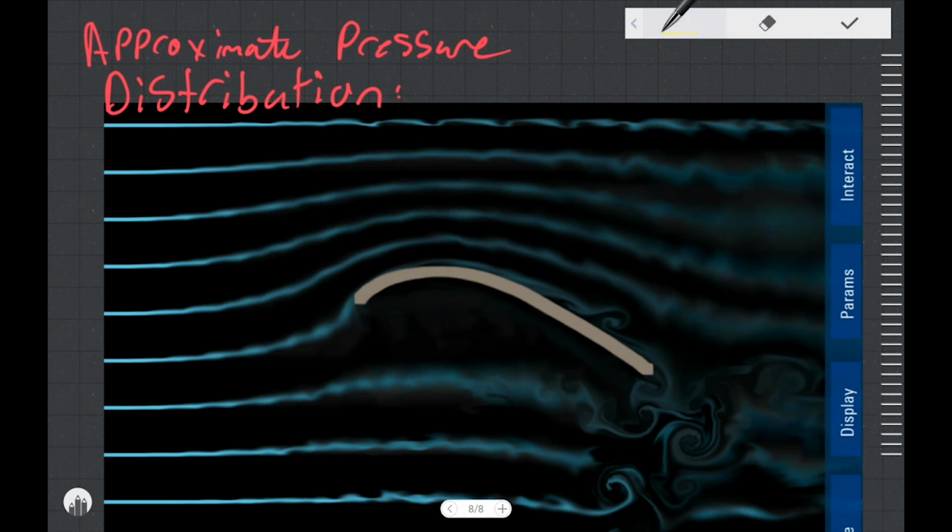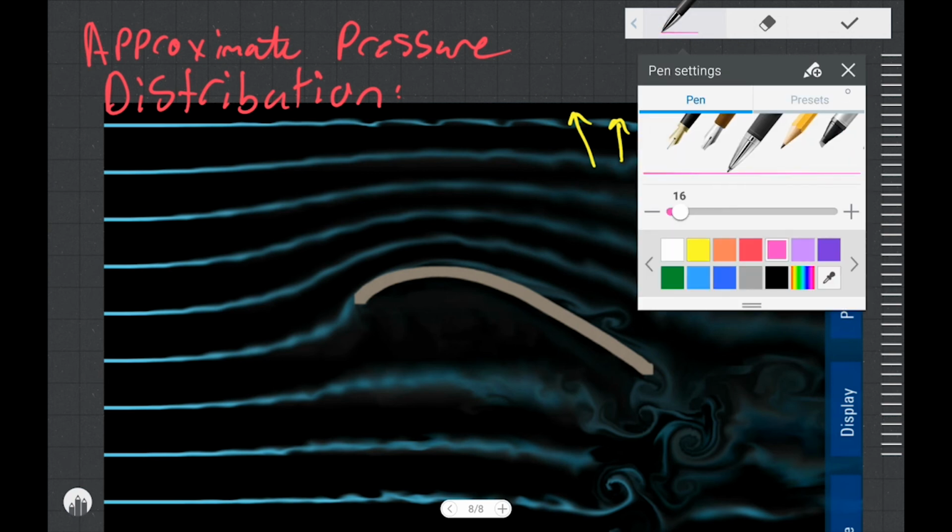So if we were to graph the pressure as it acts along the sail, we could draw it as little arrows. What I'm going to do is use yellow arrows for low pressure, and I'll use pink arrows for high pressure.